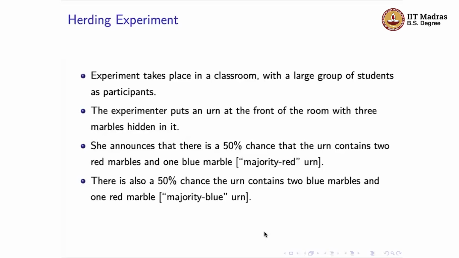Coming back to the experimenter, who announces that there is a 50% chance that the urn contains two red marbles and one blue marble. If this is the case, we are going to call this urn a majority red urn, because the majority of the marbles in that urn are red. However, there is also a 50% chance that the urn contains two blue marbles and one red marble, in which case we say that the urn is majority blue. So 50% chance it's majority red, 50% chance it's majority blue. We don't know which one it actually is.